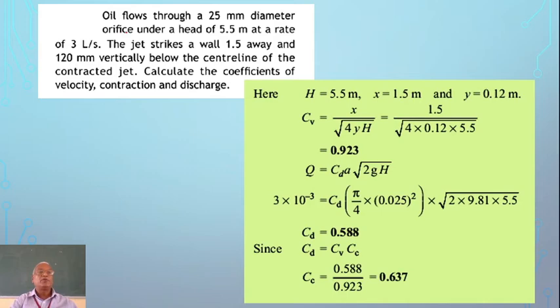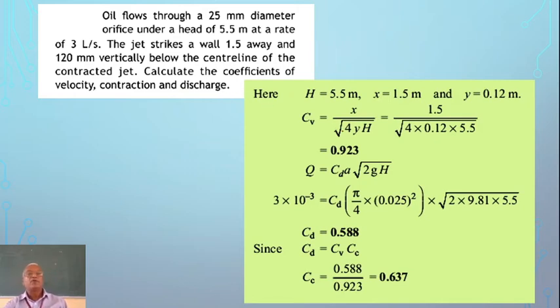So second problem: oil flows through a 25 mm diameter orifice under a head of 5.5. This is H. This is D. At a rate of 3 liters per second, the jet strikes a wall 1.5 meter away and 120 mm vertically below the center line of the contracted section. Okay. Calculate the coefficients of velocity, contraction and discharge.